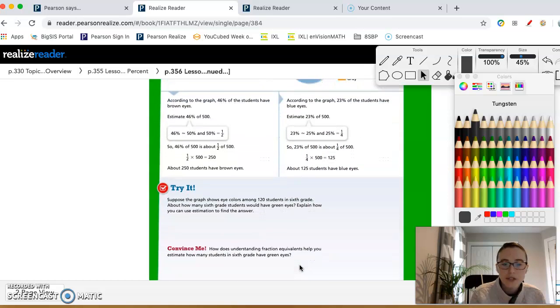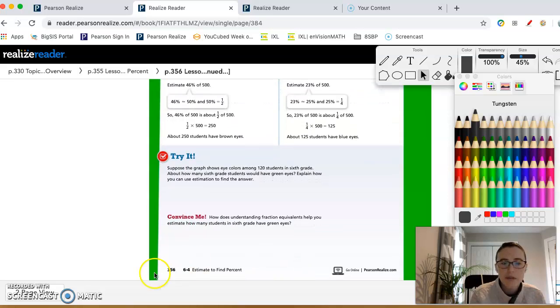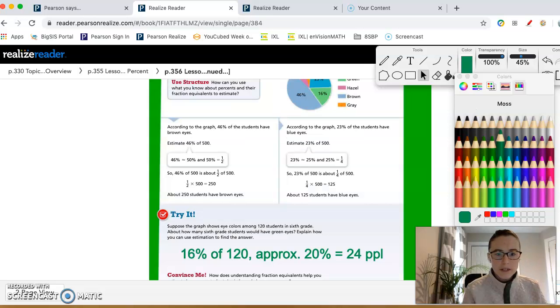Okay, so I want you guys to attempt to try it down here at the bottom of the page and meet me back here in a couple minutes for answers. All right, to review this problem, what I did was I rounded the 16% that's in our circle graph here. It says 16% of the students have green eyes. And all we're doing here is changing the total amount. So instead of talking about the 500 total students, now we're talking about the 120 students in the 6th grade.